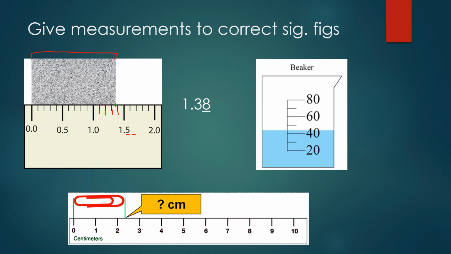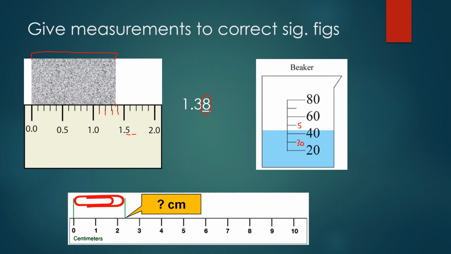Now your guess might have been 1.37 or 1.39. That's because this last digit is that uncertain digit that's going to vary from person to person depending upon who's doing the measuring. Let's look at measuring volume. So here we have a beaker. Now looking at it, how many significant figures does the beaker go out to?